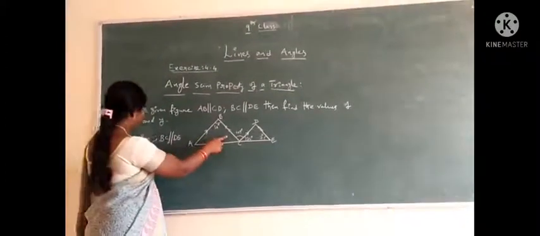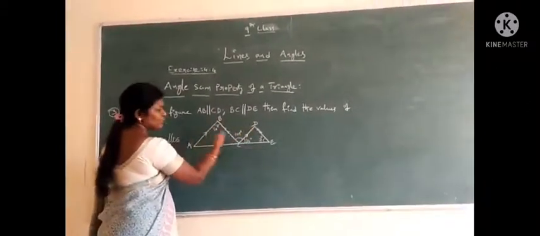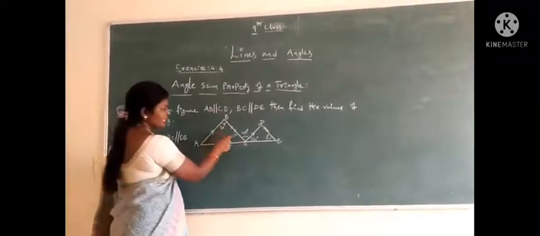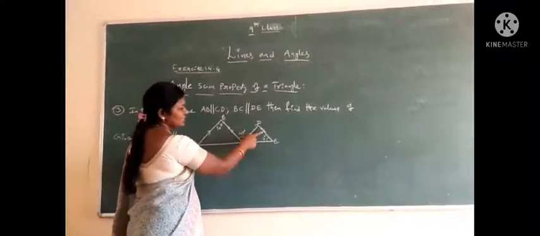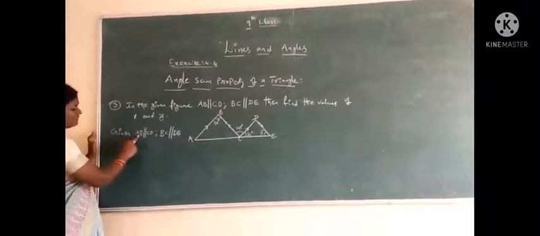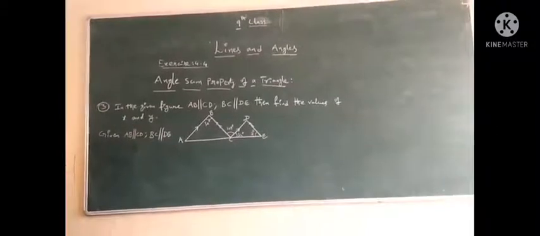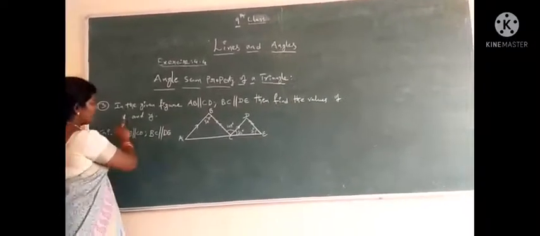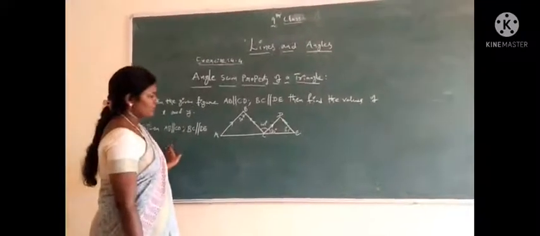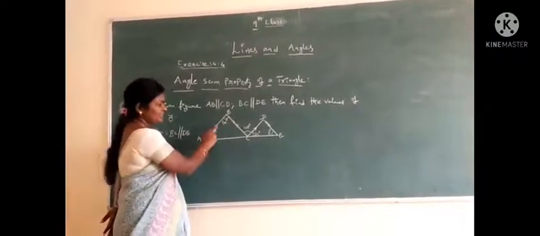Look at the figure. AB and CD, these two lines are parallel lines, and BC and DE, these two lines are parallel lines. Next, we find out x and y values. So, observe this ABC triangle.